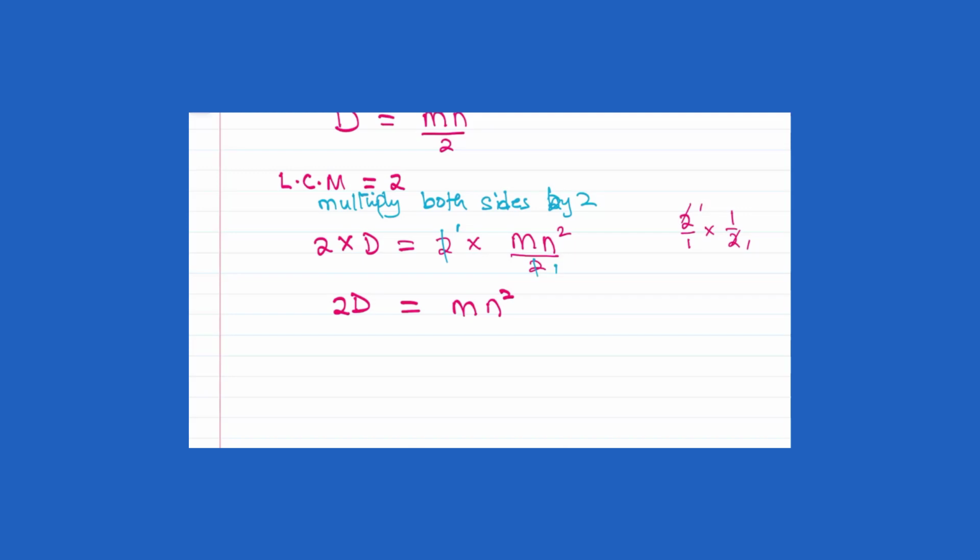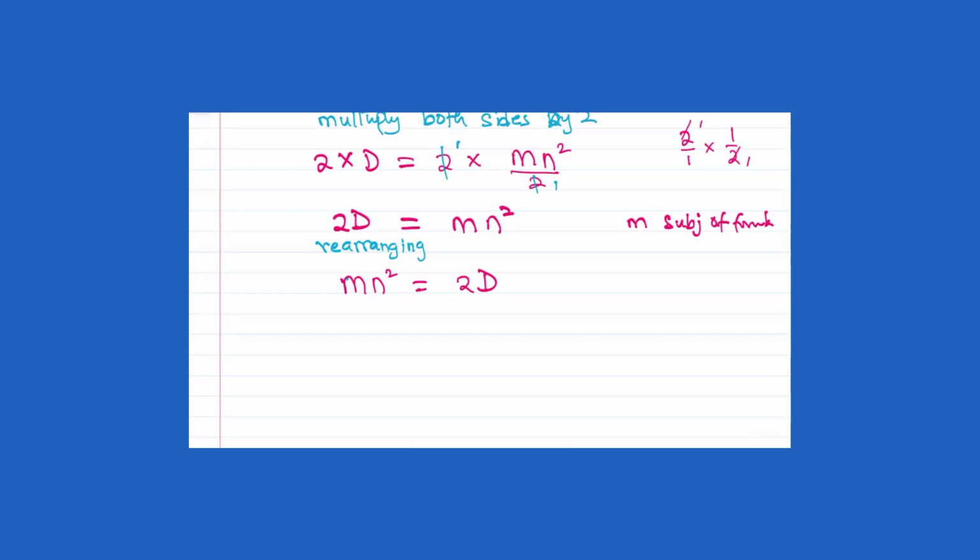And our first goal is to make variable m the subject of the formula here. So now, if m is going to be the subject, what do we have to do? We have to divide both sides by n squared. We can do something first by rearranging. So rearranging, we have m n squared is equal to 2d. And from there, we can now divide both sides by n squared, because we're going to make variable m the subject of the formula.